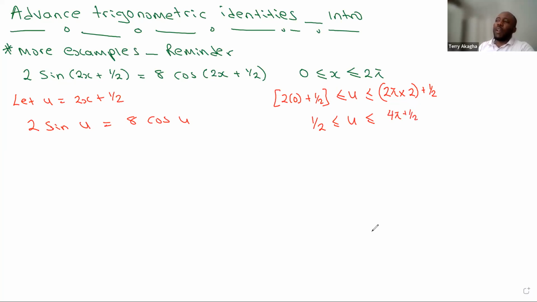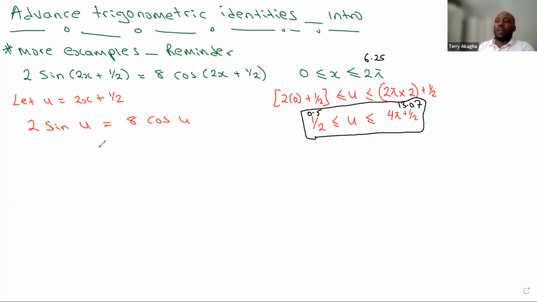Usually I prefer to rewrite this form, so it's easy for me to know what exactly the value is. So 4 pi plus half, if you press the calculator, should be around 13.07. And 2 pi, in decimal, will be around 6.25. Half is 0.5. So the range you're using for u is between 0.5 and 13.07.